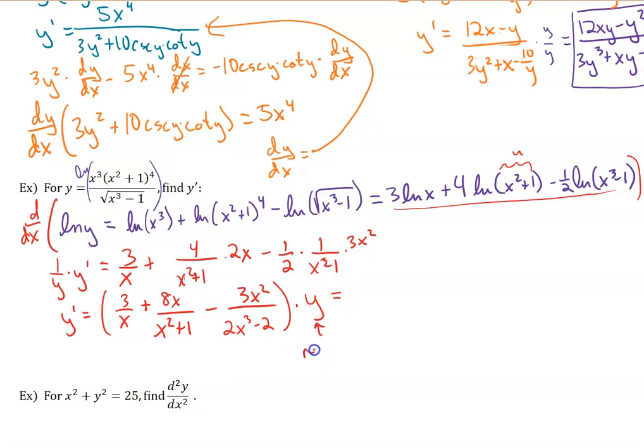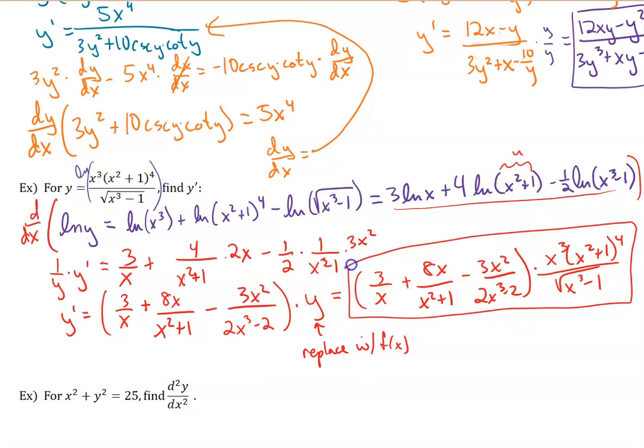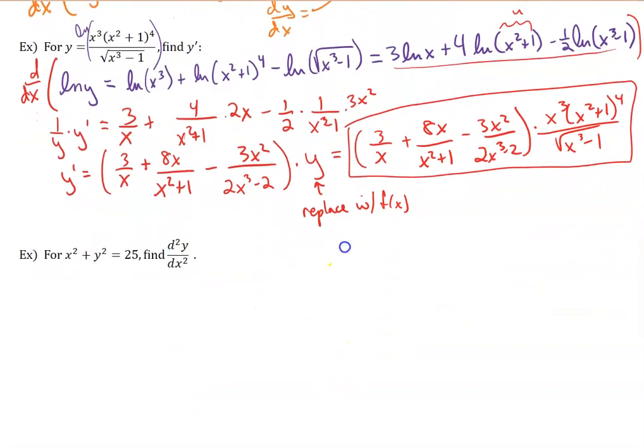We need to replace this with f of x. And again, not distributing because that's messy. 3 over x plus 8x over x squared plus 1 minus 3x squared over 2x cubed minus 2. All of that times the original f of x, which is x cubed times x squared plus 1 to the 4th over root x cubed minus 1. And then this is y prime, the derivative.